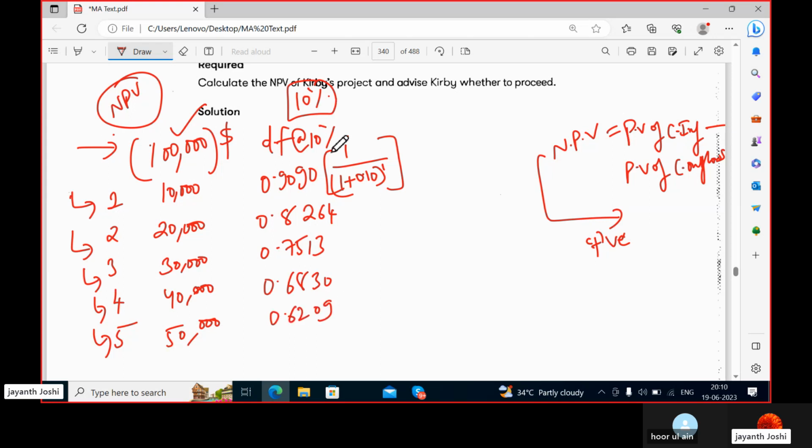0.6209. So I'm going to find out the discounted cash flows. That means the present value of future cash flows. The present value of 10,000, which you are going to receive at the end of first year, is going to be what? Let's find out.